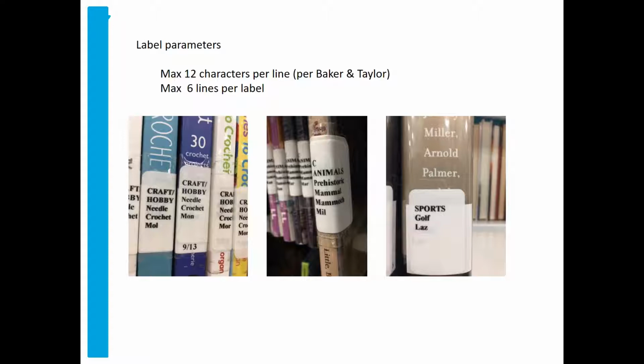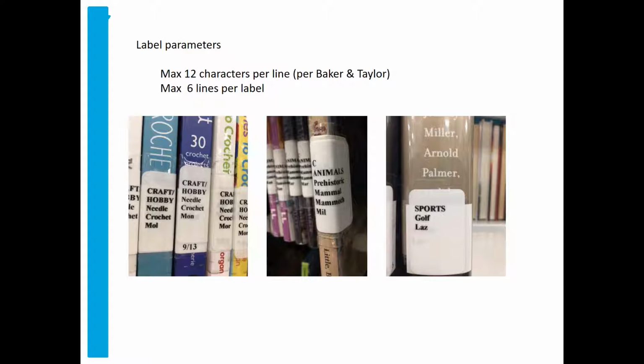Going a little bit deeper into detail about our spine labels, here you've got a couple of really great pictures that illustrate everything I'm about to talk about. We had a couple of parameters that we were operating within per Baker and Taylor, which we will get to a little bit later. But we basically had a max of 12 characters per line and a max of 6 lines per label, which had to include our call number prefix, any volume designation, and also the cutter that we wanted to use when creating the scheme.